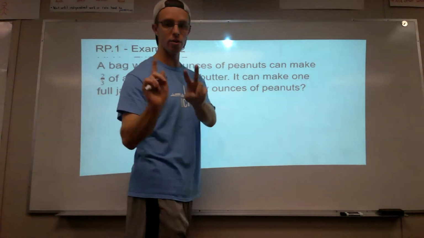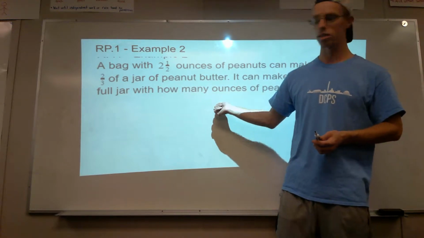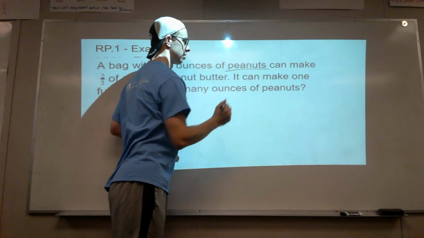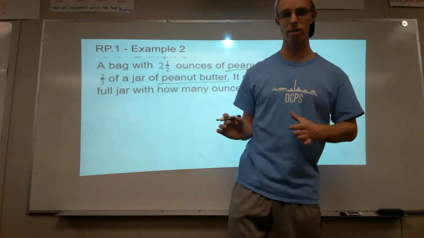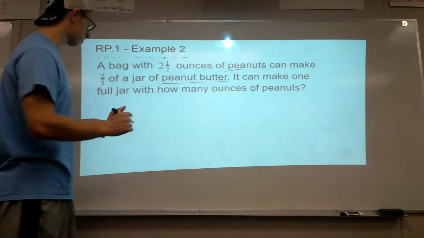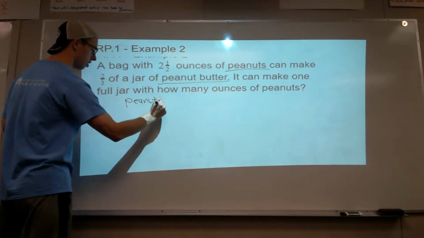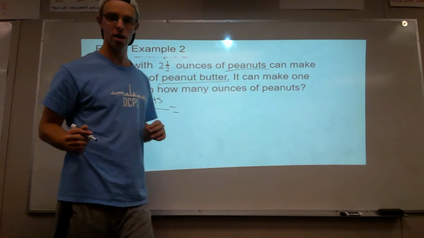Again, I'm looking for the 2 units, the 2 things, the 2 variables that I'm talking about in this question. Well, here we're talking about peanuts and peanut butter. Those are my 2 units. So I'm going to set up a ratio with those words. I have peanuts over, I'm going to say, peanut butter. Okay.